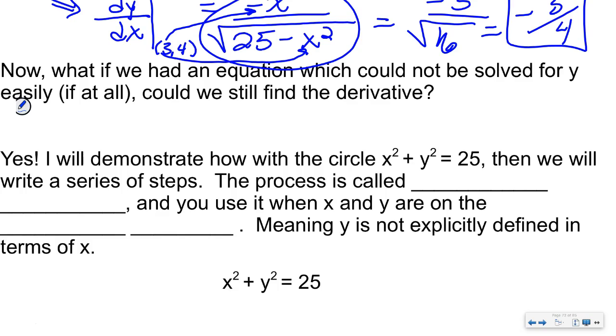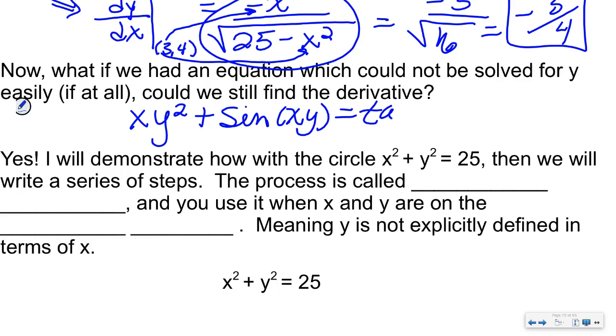So it says, what if we had an equation which could not be solved for y easily, if at all? So let's put one that's really ugly. Xy squared plus sine of xy equals tangent y. I have no clue what the graph of that makes. If I had a TI-89 calculator, do any of you have one? No. I want to get a couple, but then that'll actually graph non-functions, but I have no clue. And to solve this for y is probably impossible.